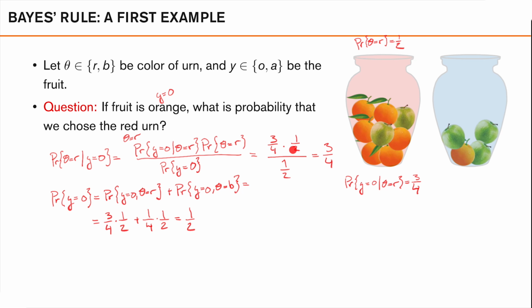So we used Bayes' rule to calculate the conditional probability using terms that we could more easily calculate or express using conditional probability and the law of total probability.